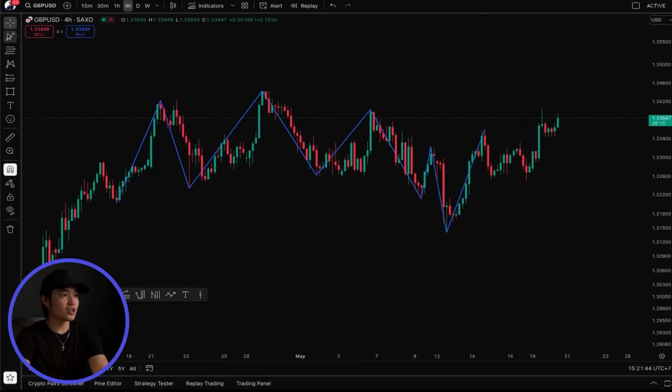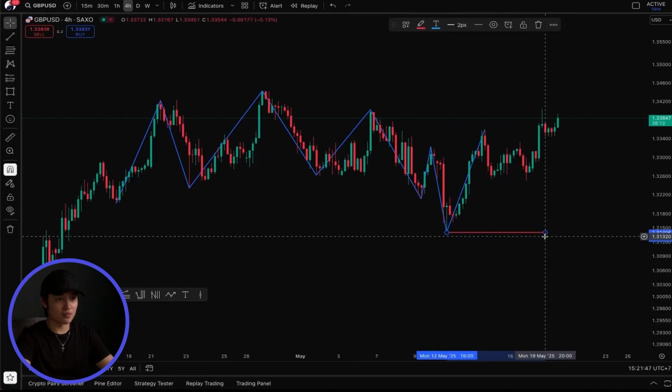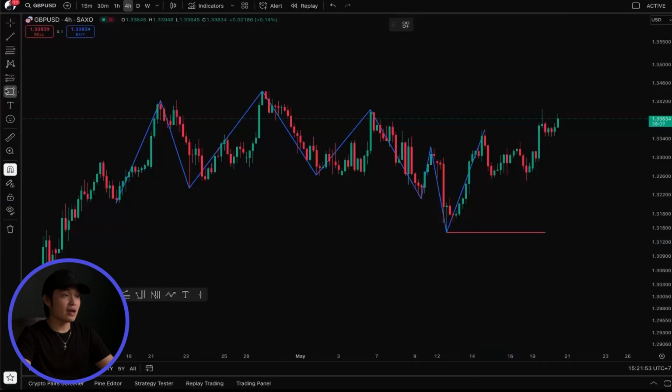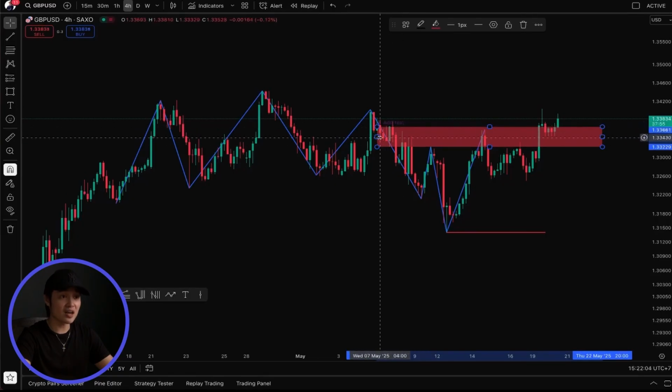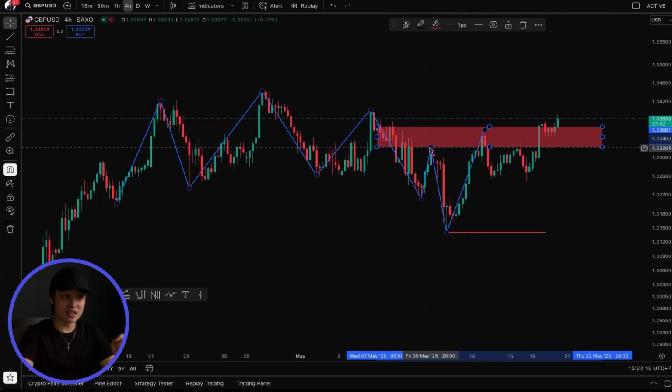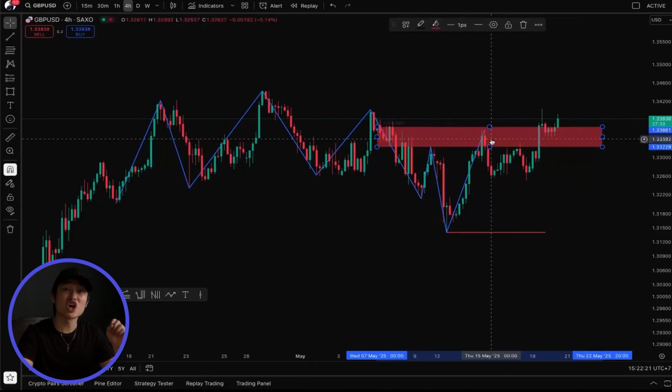Then I plotted the change of character, which came in the red line. I plotted the demand and the supply zone where the price will likely reject, and I came to the conclusion that this small area will become our supply zone. So it rejected nicely. If it rejected nicely, this was my trigger, right? This was my trigger. It should be here, the last one, not the second one. Okay, not the freshest one.